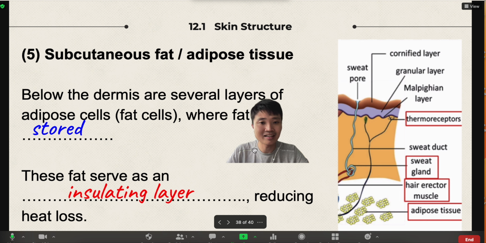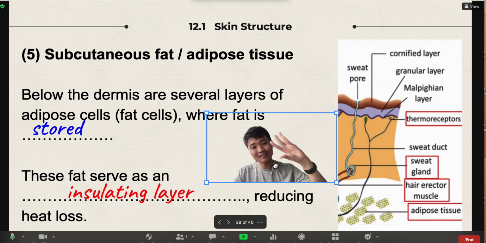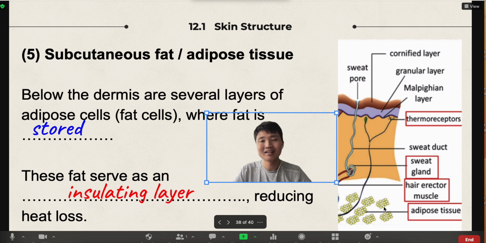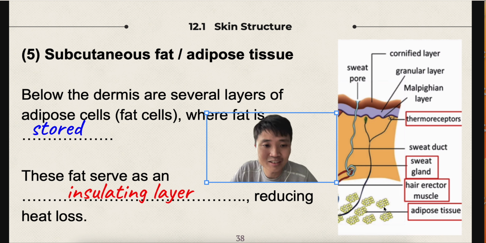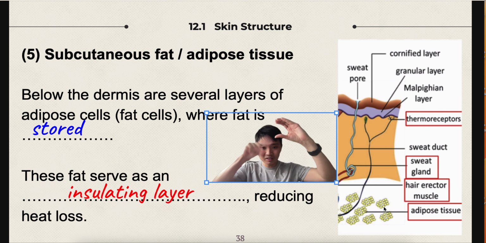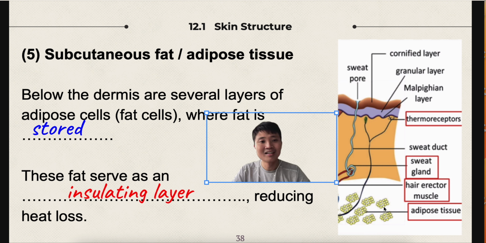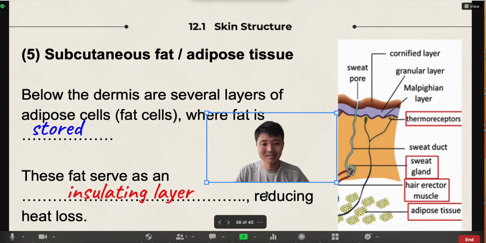Got it? Okay, last but not least, the 5th structure in the skin that helps in your thermoregulation, and a lot of people are trying to lose more of it, is your fat layer. So your epidermis, your dermis, with all these things inside, and then below there's your fat layer. You can call it the subcutaneous fat layer or adipose tissue. Both are fine. Adipose means fat. Below the dermis are several layers of fat cells where fat is stored. This fat serves as an insulating layer, reducing heat loss. So when it's cold, more fat helps to keep warm.